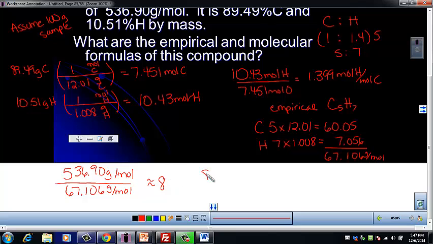So we know that our molecular formula is going to be a multiple of 8 of our empirical formula, which is C5H7. So that gives us C40H56. Okay, so that's our molecular formula. So make sure you box it, or you just make a note to me so that I know what it is.